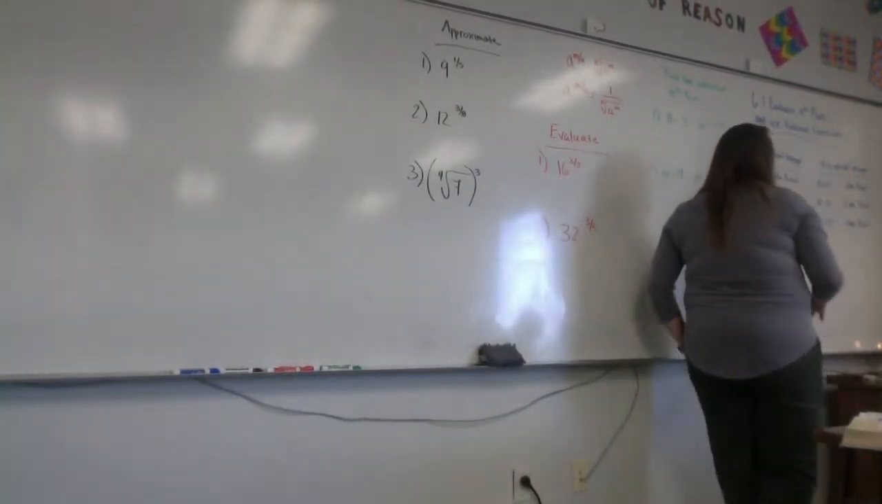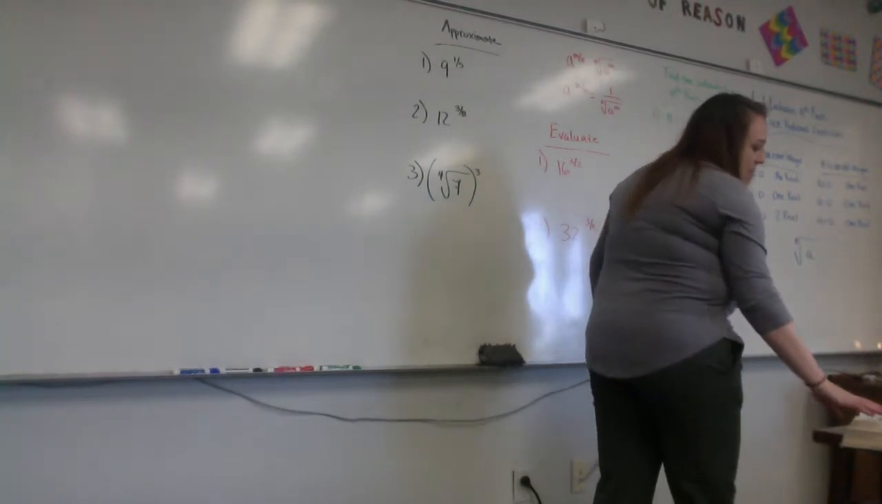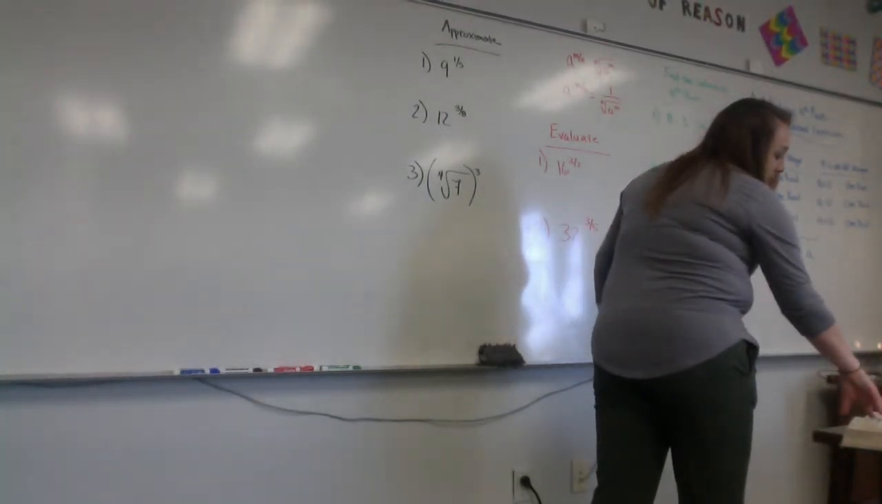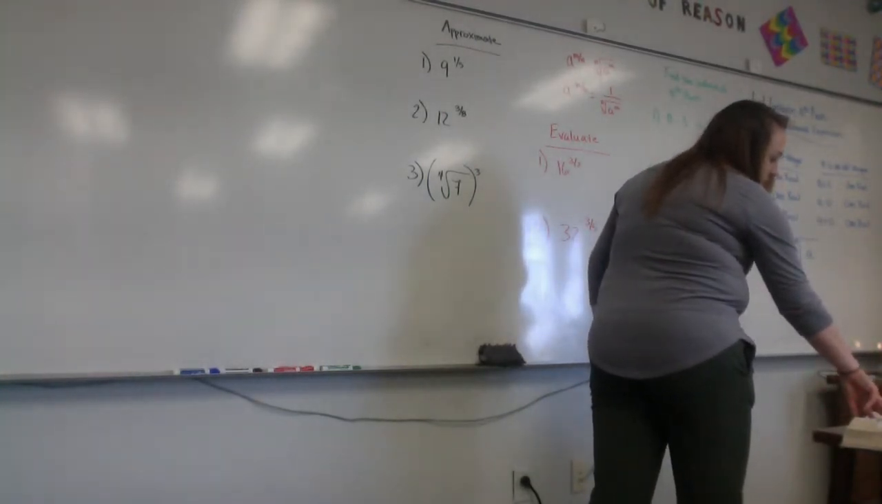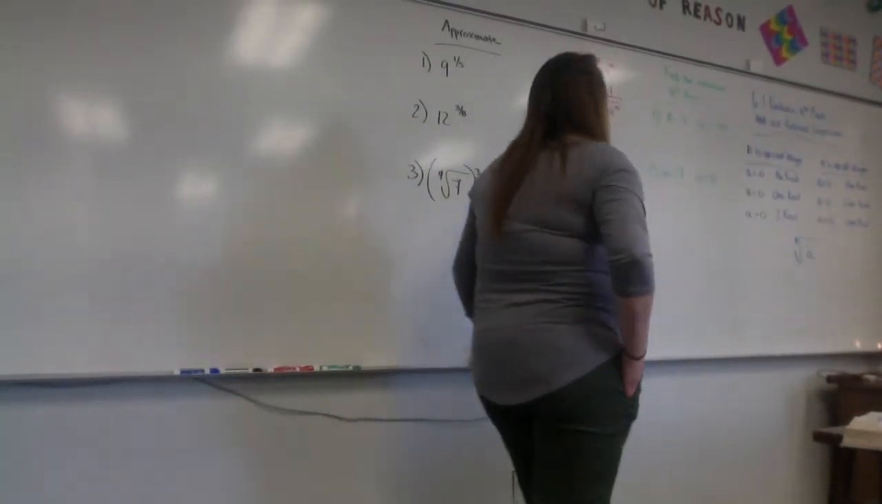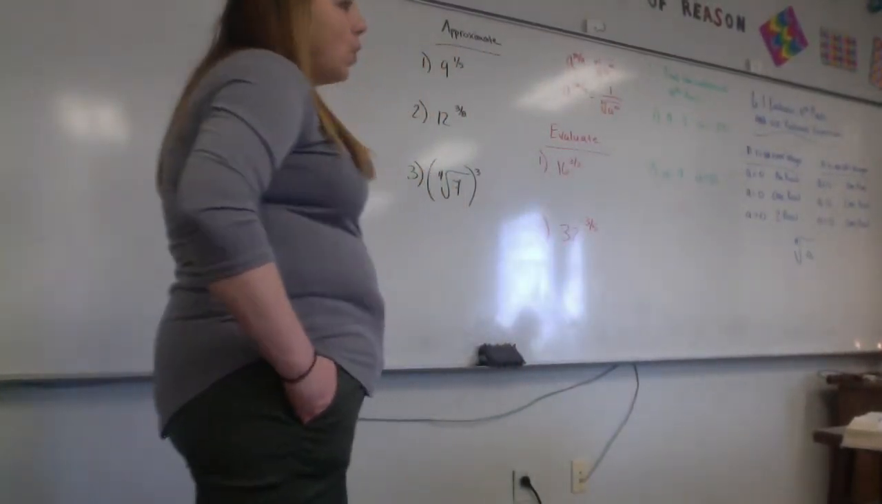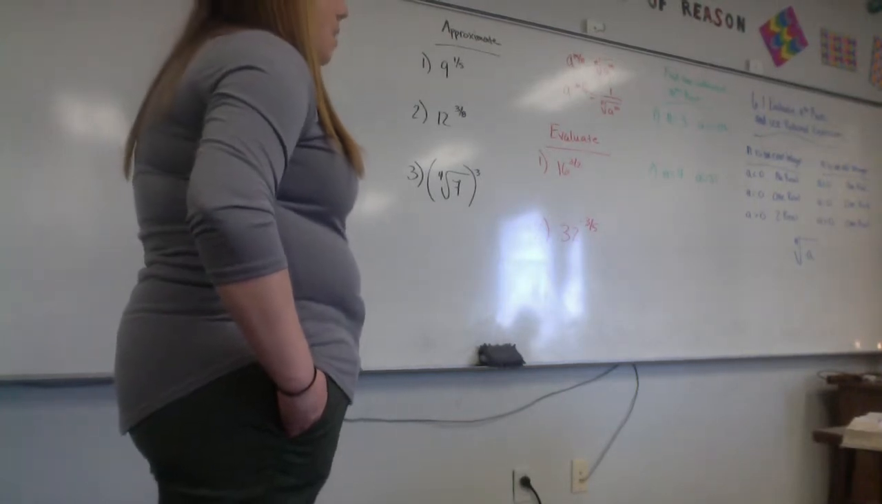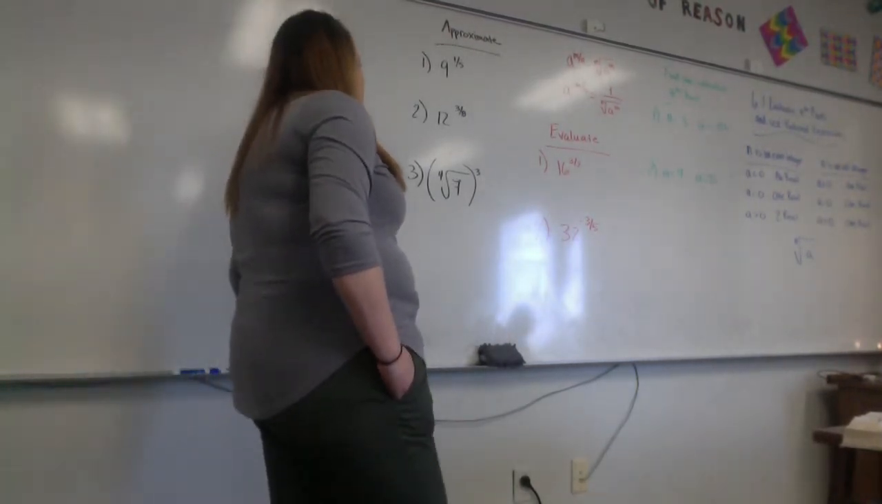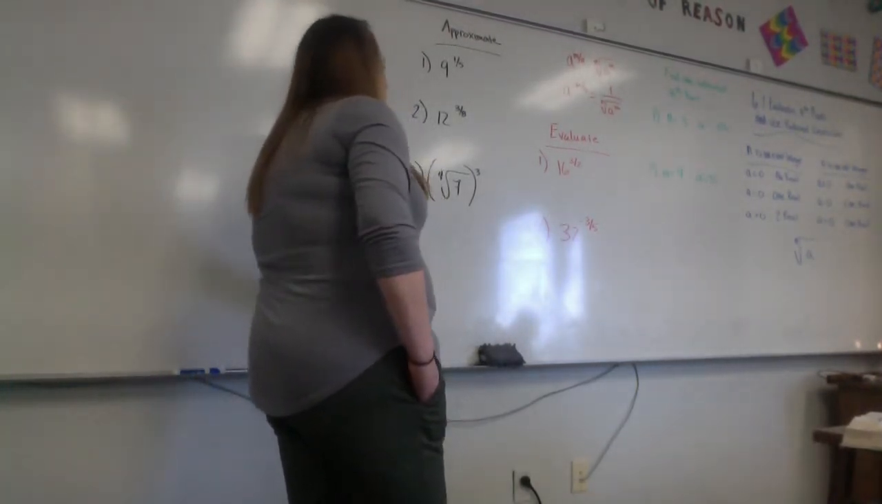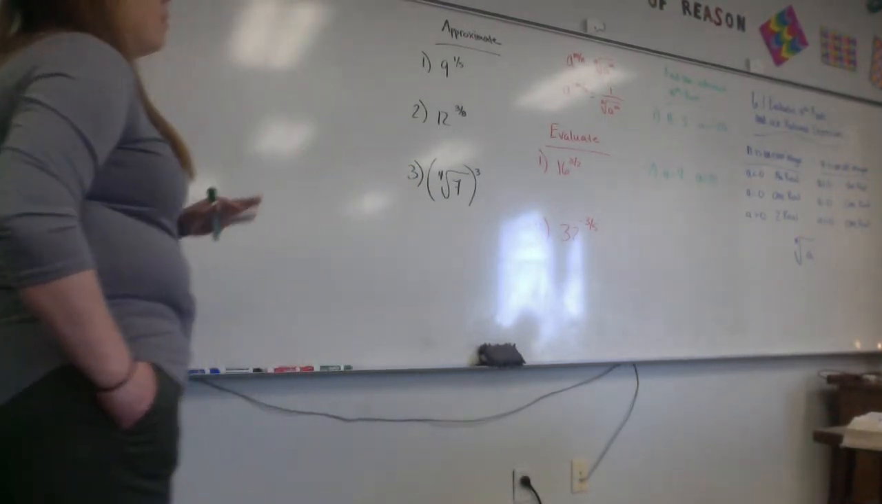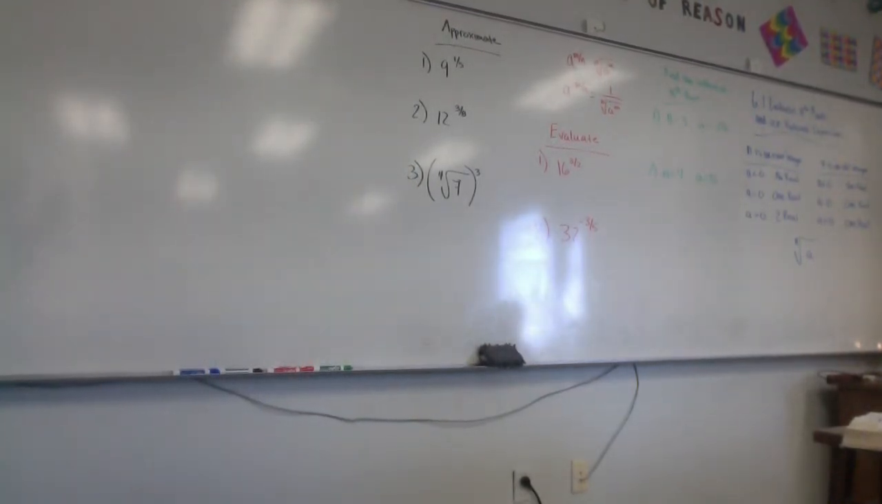If a equals 0, and my power is odd, there is one real solution. If a is greater than 0, there is one real solution when the integer is odd. Okay? So anytime you have an odd power, you get one real solution, no matter if it's a negative number inside, a 0, or a positive number inside.